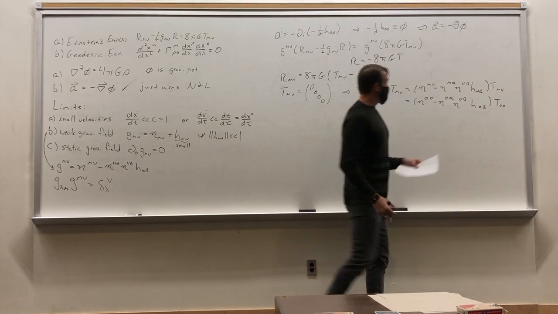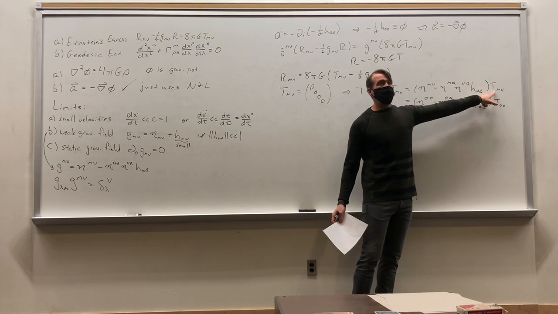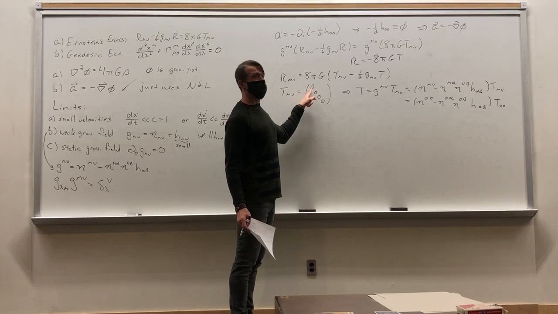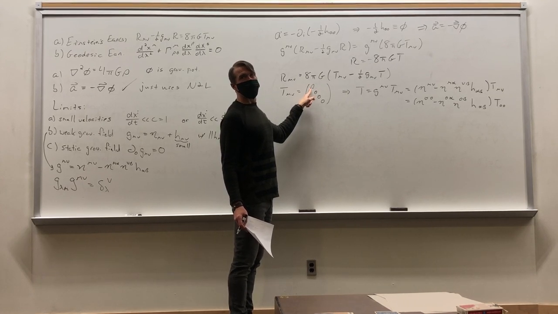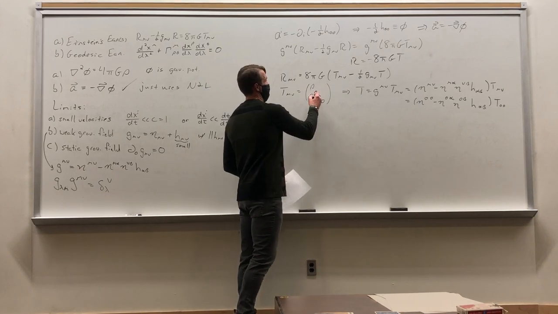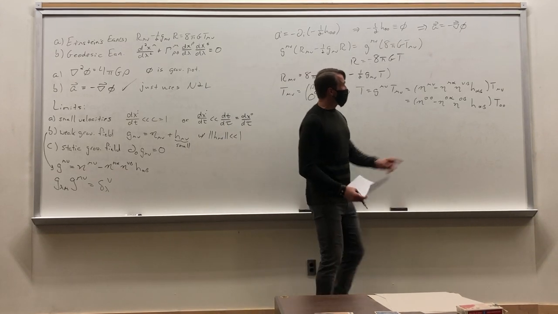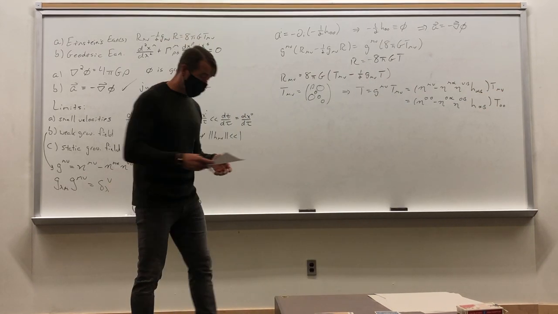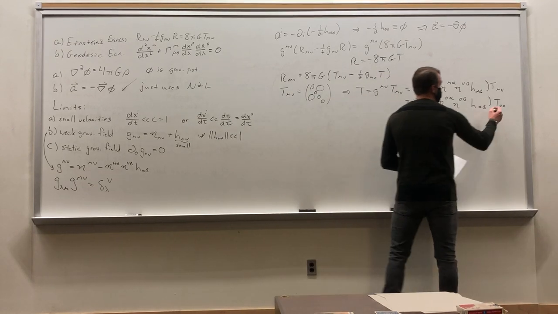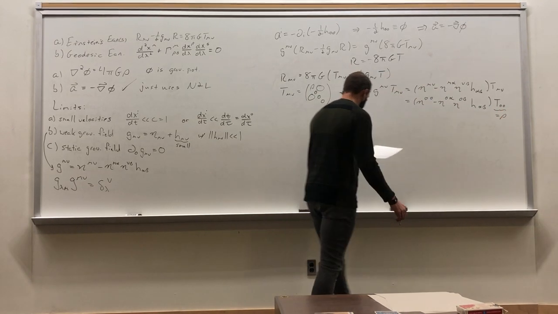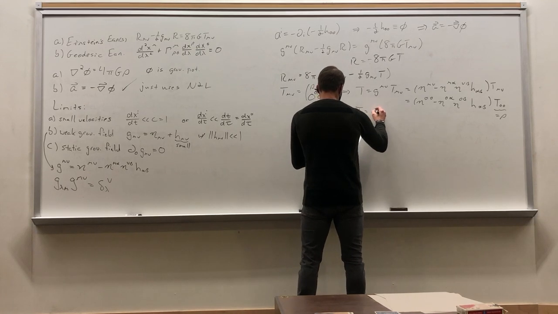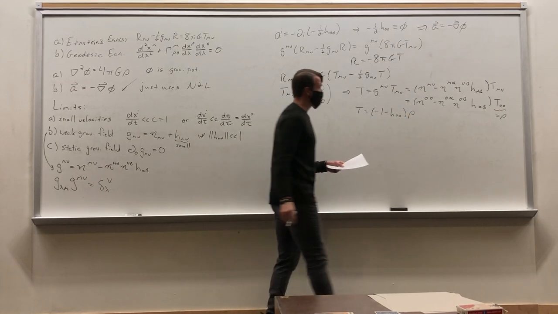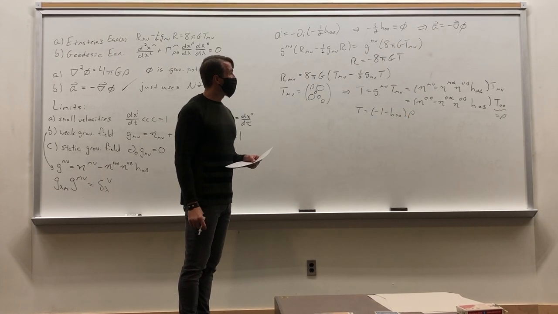alpha beta times T^00, because the only non-zero component of the energy-momentum tensor is the T^00 term. Everything else is zero. So yes, you're summing over all of these, but the only one that's going to give you a non-zero contribution is T^00. Okay? And of course, T^00 equals rho. So at the end of the day, this is just going to give us minus 1 minus h_00 times rho.